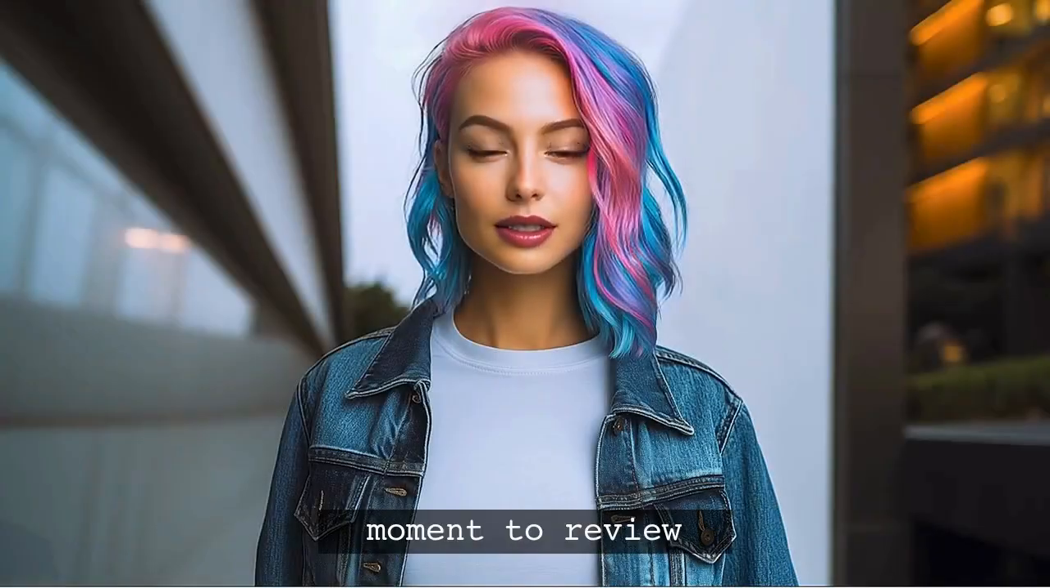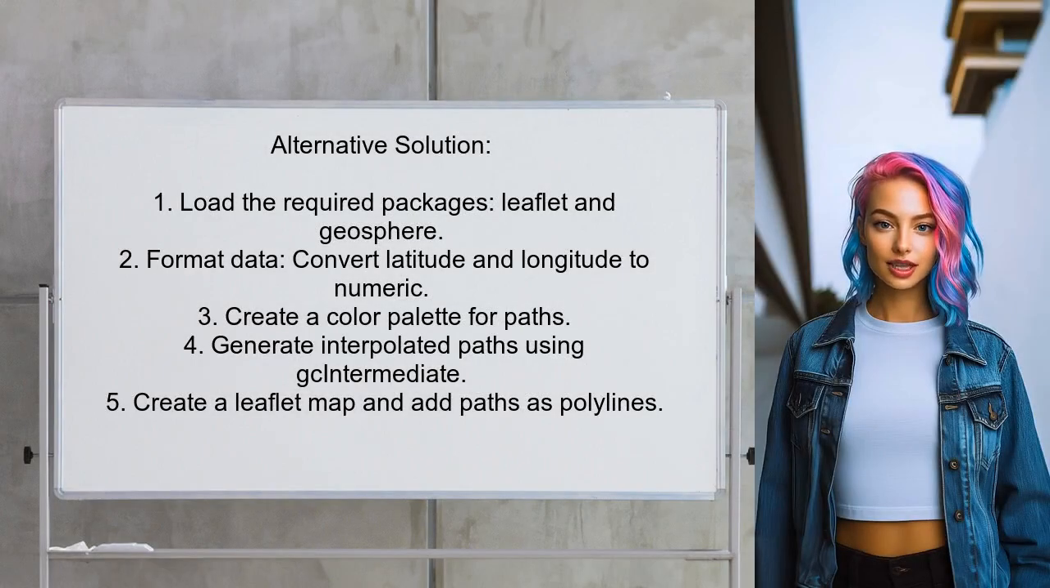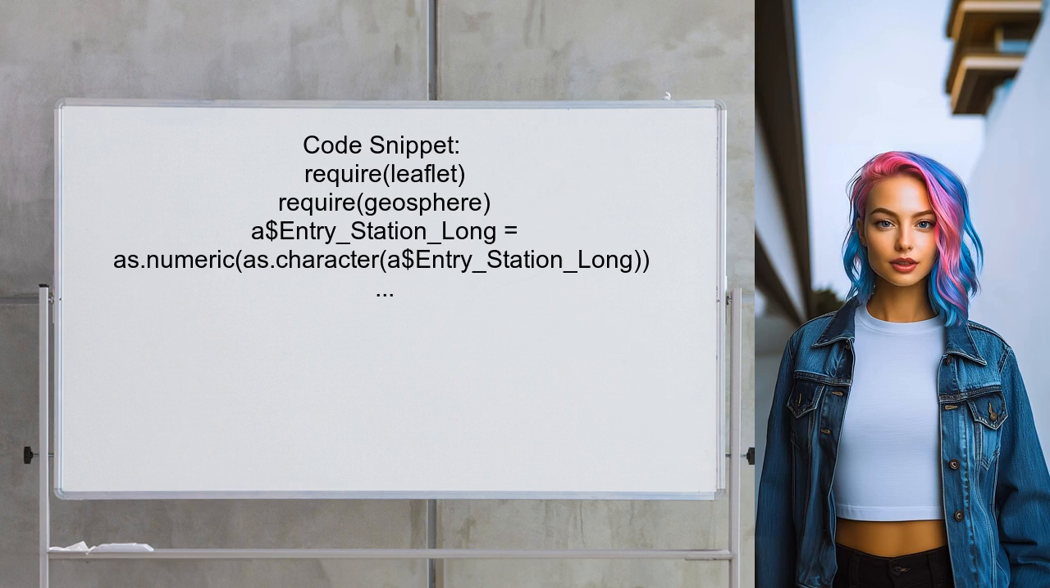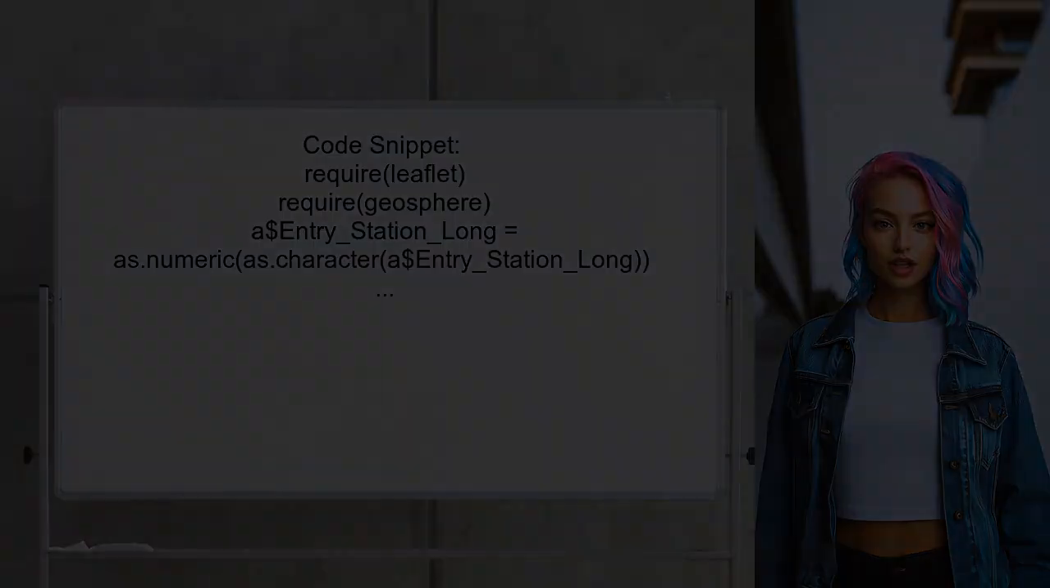Let's take a moment to review another user's answer. An alternative approach to plotting a flow map in R involves using the leaflet and geosphere packages. First, you format your data by converting latitude and longitude columns to numeric values. Then, you create a color palette for your paths. Next, you generate interpolated paths using the gcIntermediate function, which calculates great circle routes between entry and exit points. Finally, you create a leaflet map and add the paths as polylines, customizing their colors based on the defined palette.